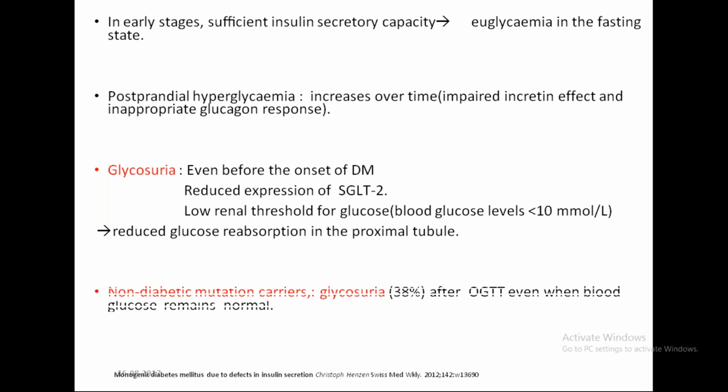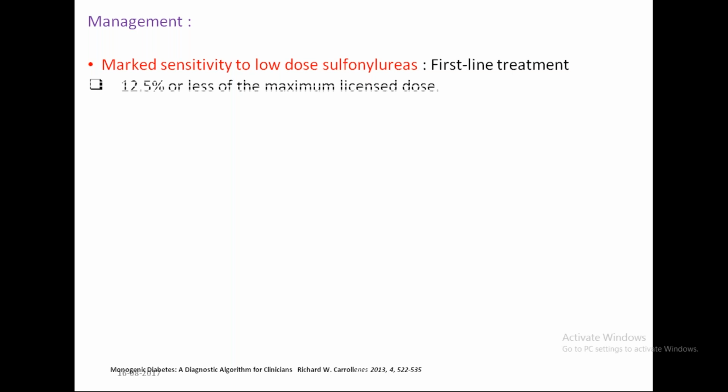These patients can have postprandial hyperglycemia, and because of high sugar levels, there is always glycosuria whenever it is there. In the non-diabetic mutation carriers, glycosuria occurs after OGTT even when the blood glucose level remains normal. C-peptide levels are low because insulin is there, but they are detectable, whereas in type 1 diabetes, it's not detectable.